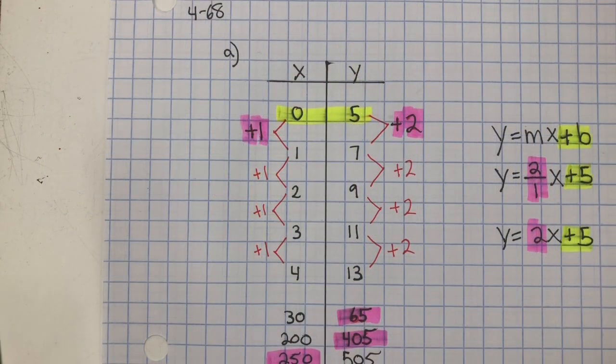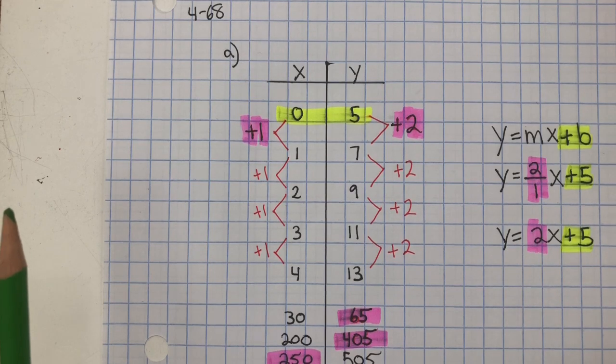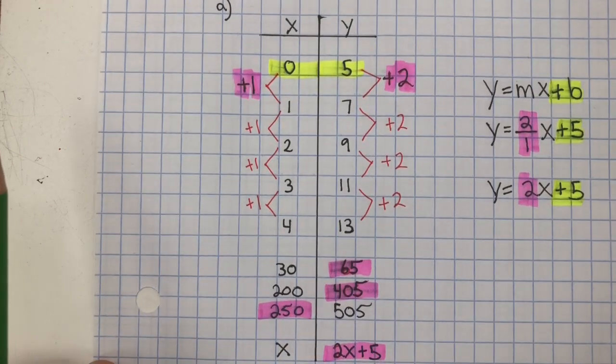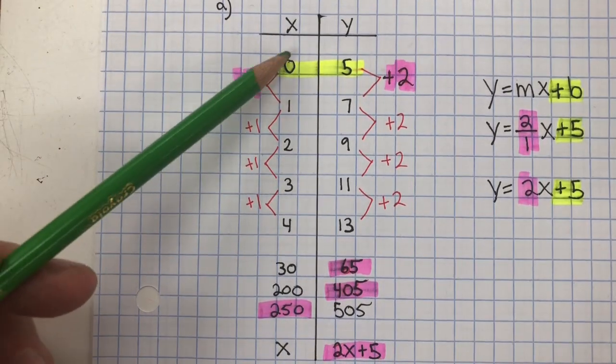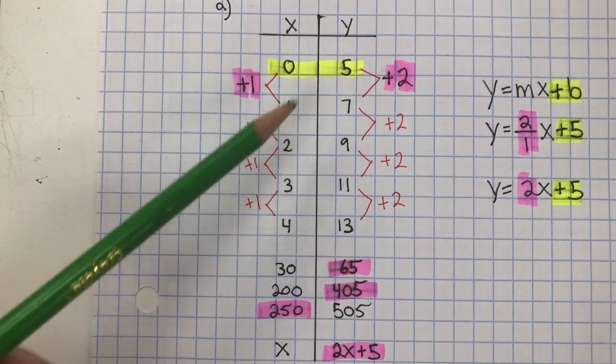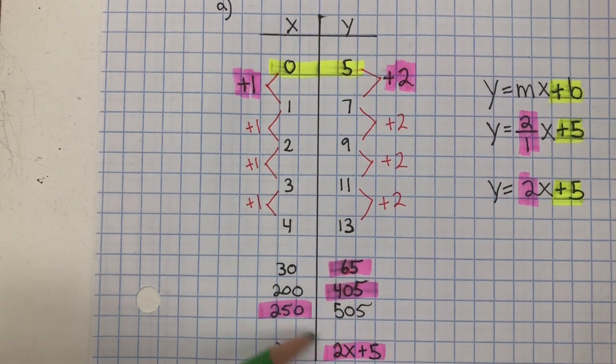So in problem 468, I needed to complete the table and write an equation that represents the table. So these were the values that were given, 0, 5, 1, 7, and so forth. And down here in the pink were the values that were not given.